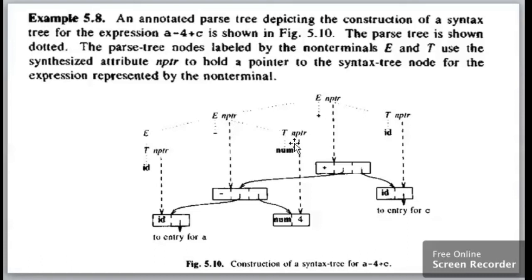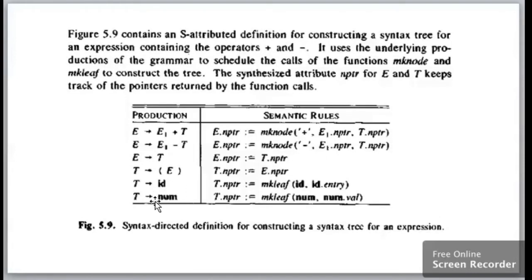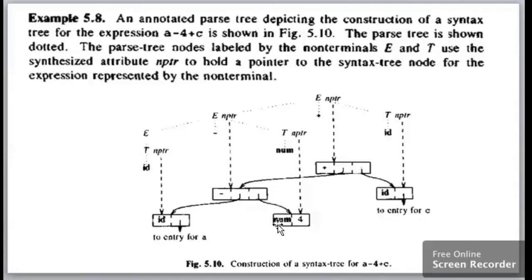Now what I would be taking is T, that is T can have the form of num. The associated semantic rule for T can have the form of num is T dot nptr, again a new pointer, that is mkLeaf, it is going to construct a leaf, that is num comma num dot val. What is the num dot val? 4. So this is going to be constructed as the leaf. So just now we have two leaves.